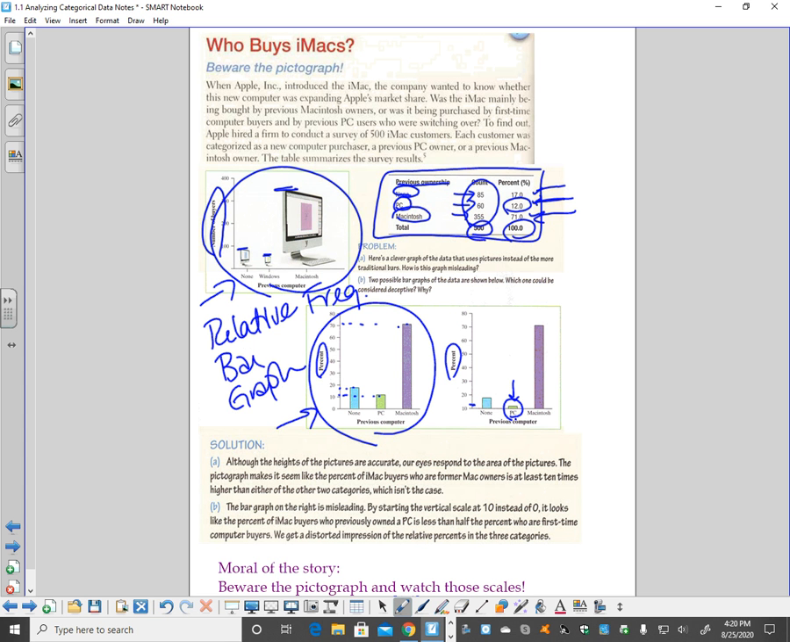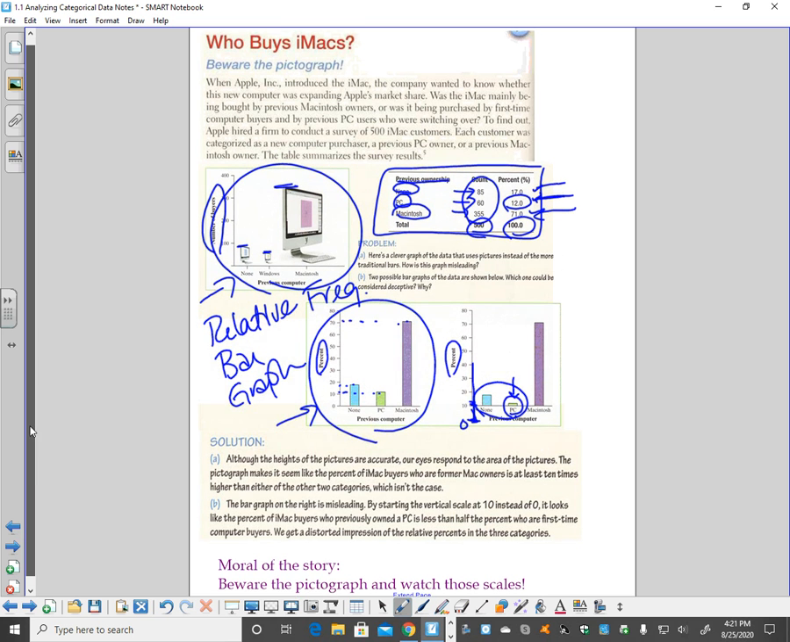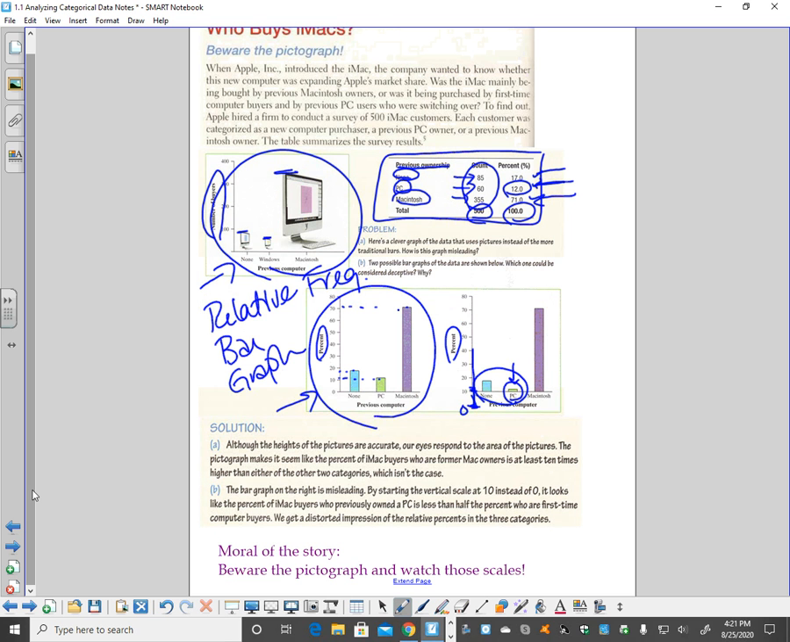But this is trying to make it look super, super small, and it's because they're skipping the first 10. So it drops the low ones and makes them look just minuscule. And the Macintosh, yes, it dropped 10, but it's so tall, it just towers over. So this scale on the side, skipping the first 10, really emphasizes how small of a portion those two bars are. So, moral of the story, beware of the pictograph and watch the scales on the side.